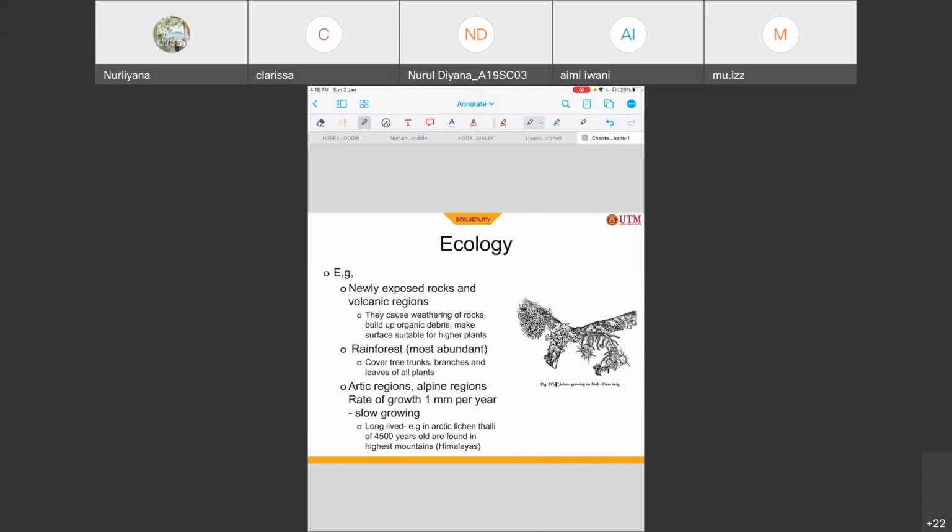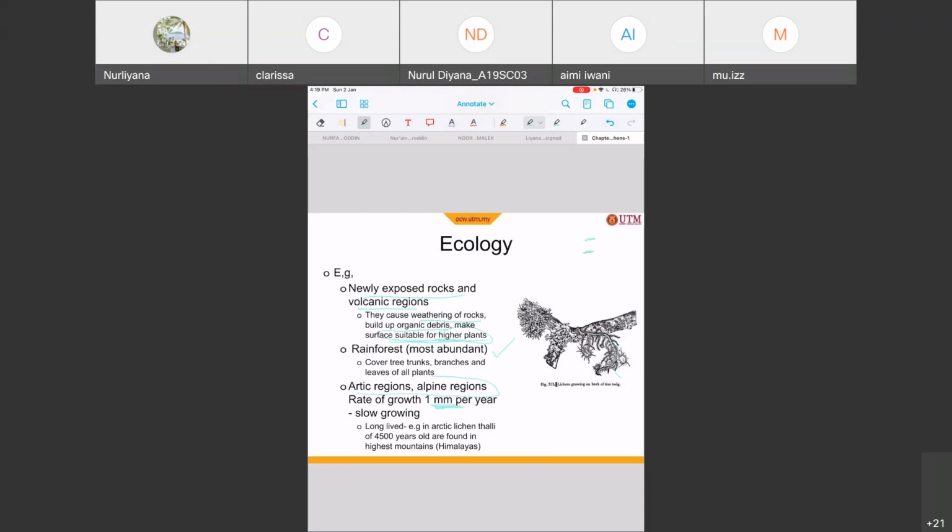So it provides for the exposed rocks and volcanic regions, so they are weathering the rocks, building up the organic debris, making a suitable place for higher plants. So these are the secondary plants that can grow on lichen too. So they usually can be found in the rainforest and in the Arctic region or Alpine region, and they can grow 1 millimeter per year.